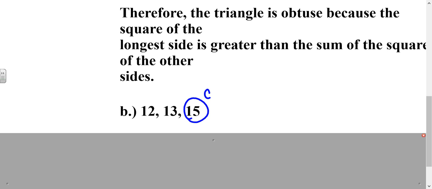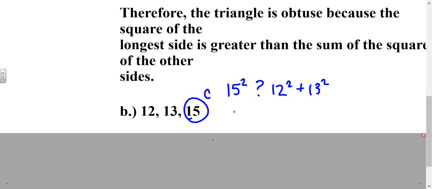Even though the formula is a squared plus b squared equals c squared, when you're doing this you need to write the c part first, because we're trying to see if that side is greater than, less than, or equal to the other sides. If you write it the other way, your symbol will point the wrong direction and you'll get the opposite answer of what you want. So you always have to write the c squared part first. We're going to have 15 squared compared to 12 squared plus 13 squared.